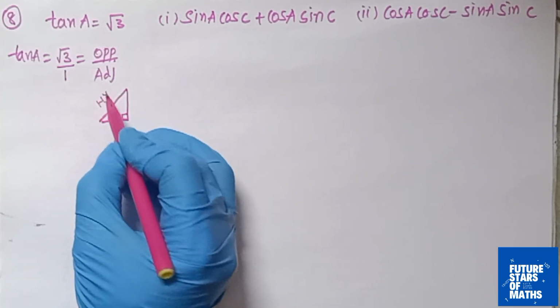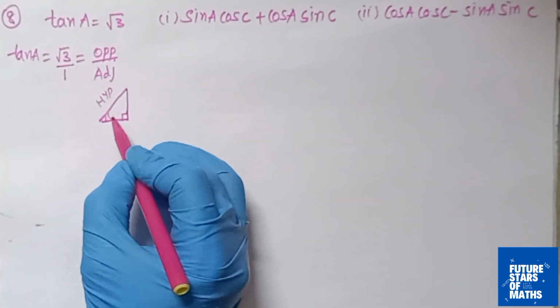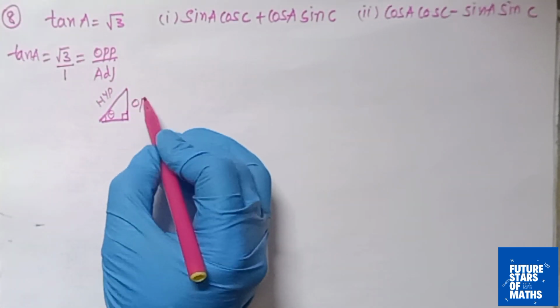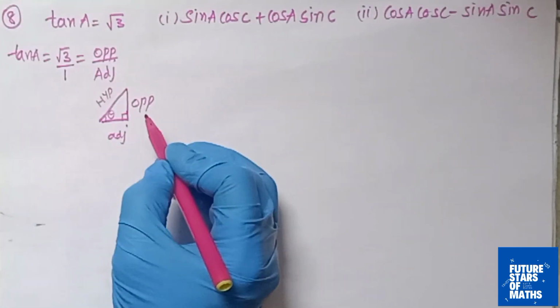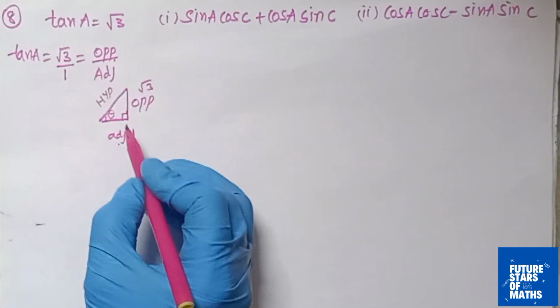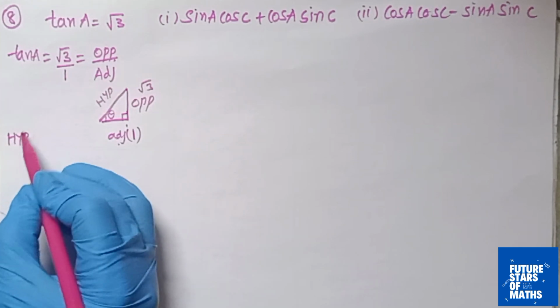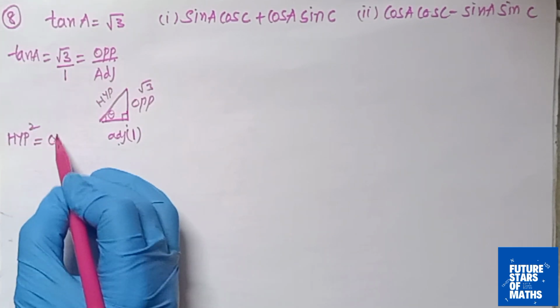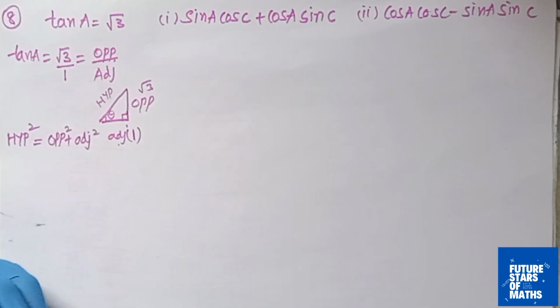The side opposite to 90 degrees is the hypotenuse. The side opposite to theta will be the opposite side, and this will be the adjacent side. So opposite is root 3 and the adjacent is 1. According to Pythagoras theorem, what do we get? Hypotenuse square is equal to opposite square plus adjacent square.